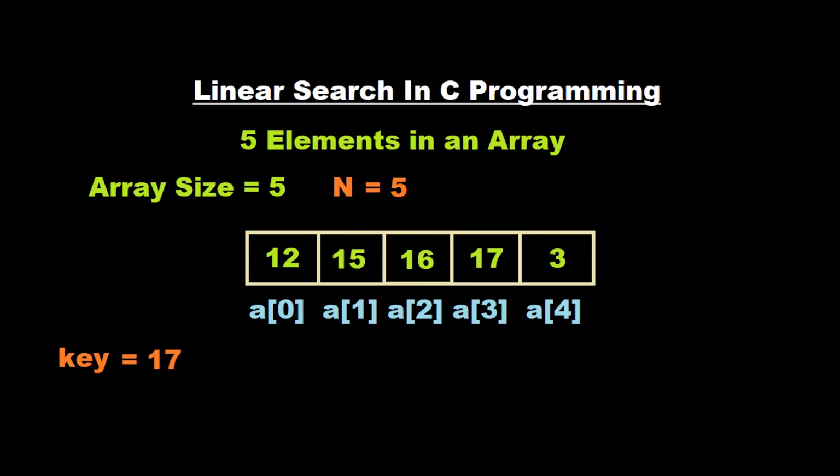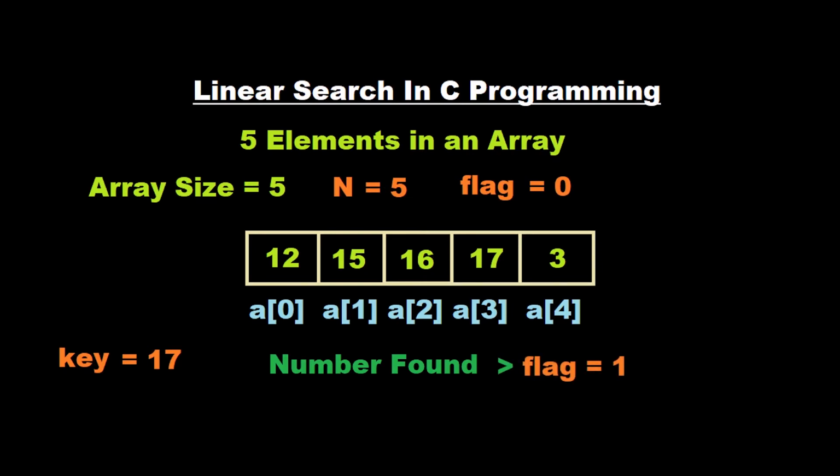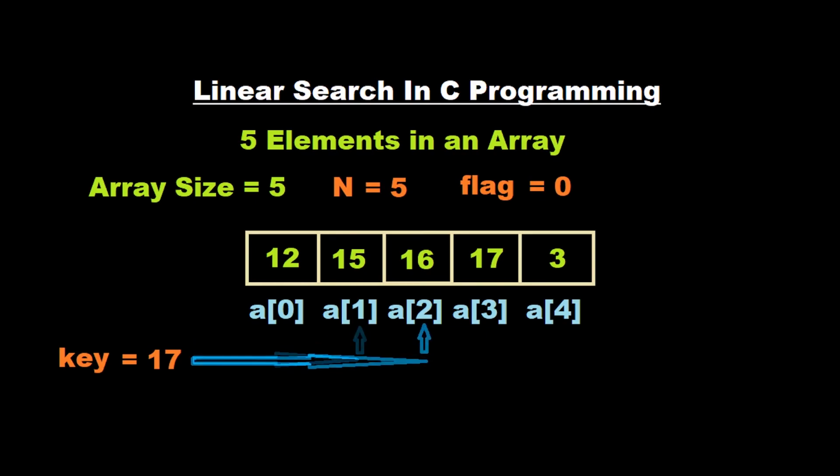And let us take another variable flag, which will be initialized to 0. And as soon as we find our number, the flag value will be changed or updated to 1. But if we don't find it, the value of flag will be 0 itself. So the key value will be compared to all the elements in the array. First of all, key will be compared with a of 0, then a of 1, then a of 2.